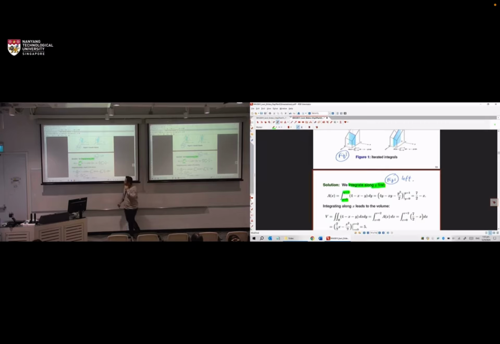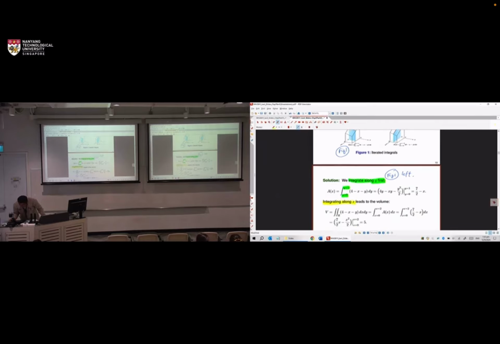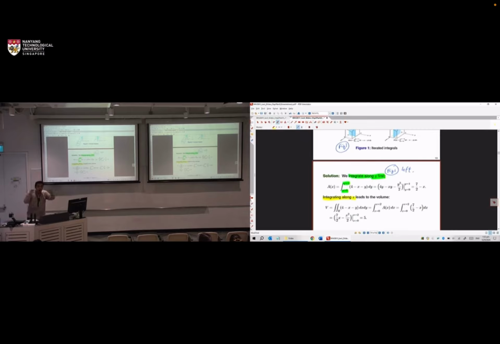Then next, you do the second part. Don't forget to do the second part. Your job is not done. Integrating along x will then give you the volume. So you integrate along x. This part is the original question. I just copied it down. Now you are integrating along x.